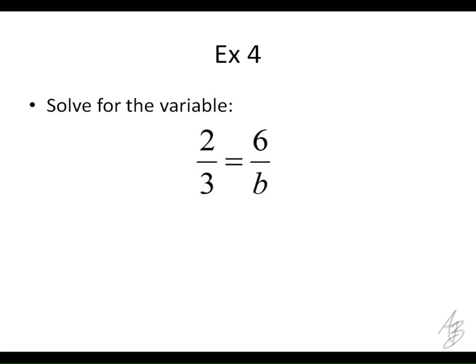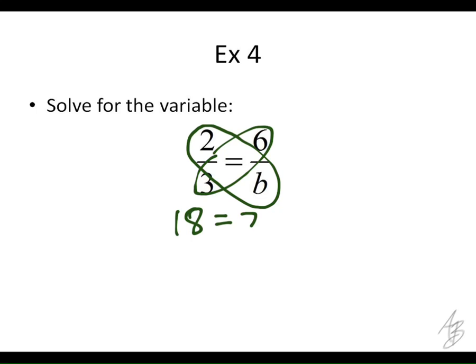This one we have 2 over 3 equals 6 over b. This one's really similar to the last one, except now the variable's in the denominator instead of the numerator. And so what are we going to do to solve this? Alicia, what do we do? Okay. Okay, so 6 times 3 is 18. We get that on one side equals 2 times b, which is just 2b.